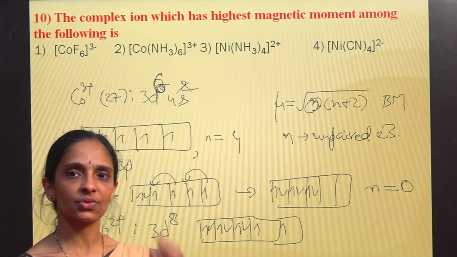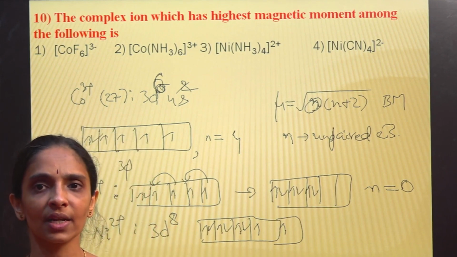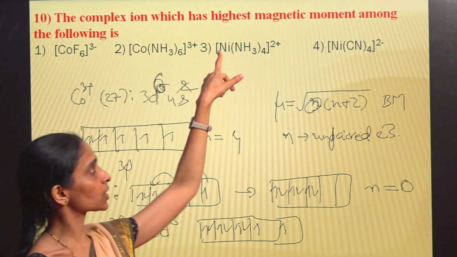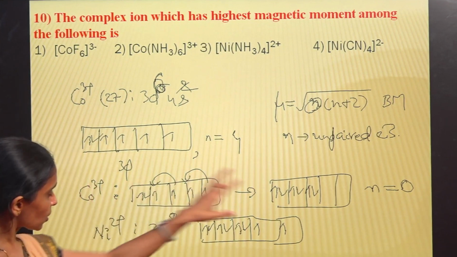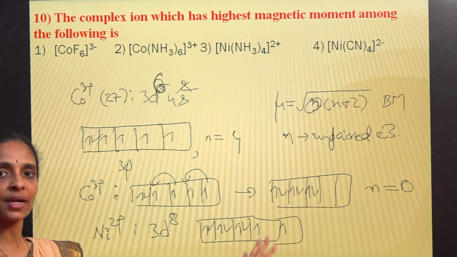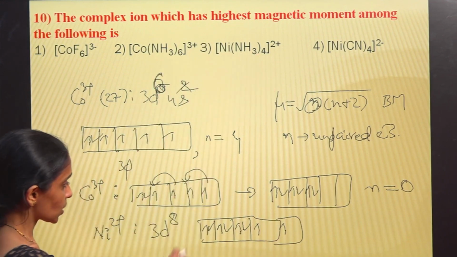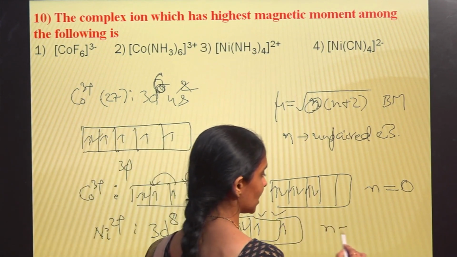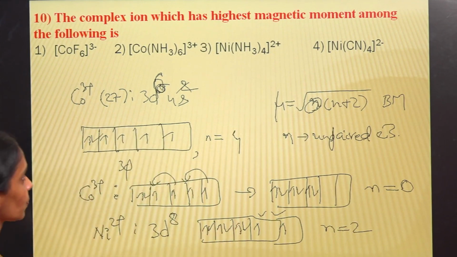Amine ligands have a strange property, that is, in general, they are a medium field ligand. With respect to cobalt, they act as a strong field ligand, but with respect to nickel, they act like a weak field ligand. So with cobalt electron pairing happens, but with nickel electron pairing does not happen. That is the speciality of amine ligand. So here electron pairing does not happen. So we have 2 unpaired electrons. N is equal to 2.